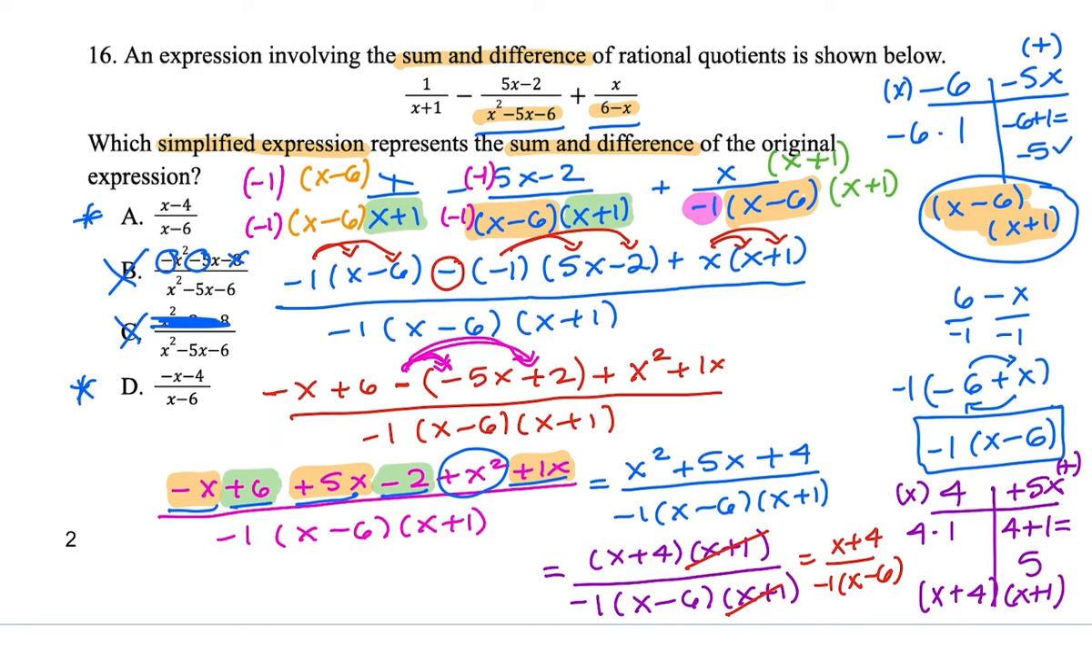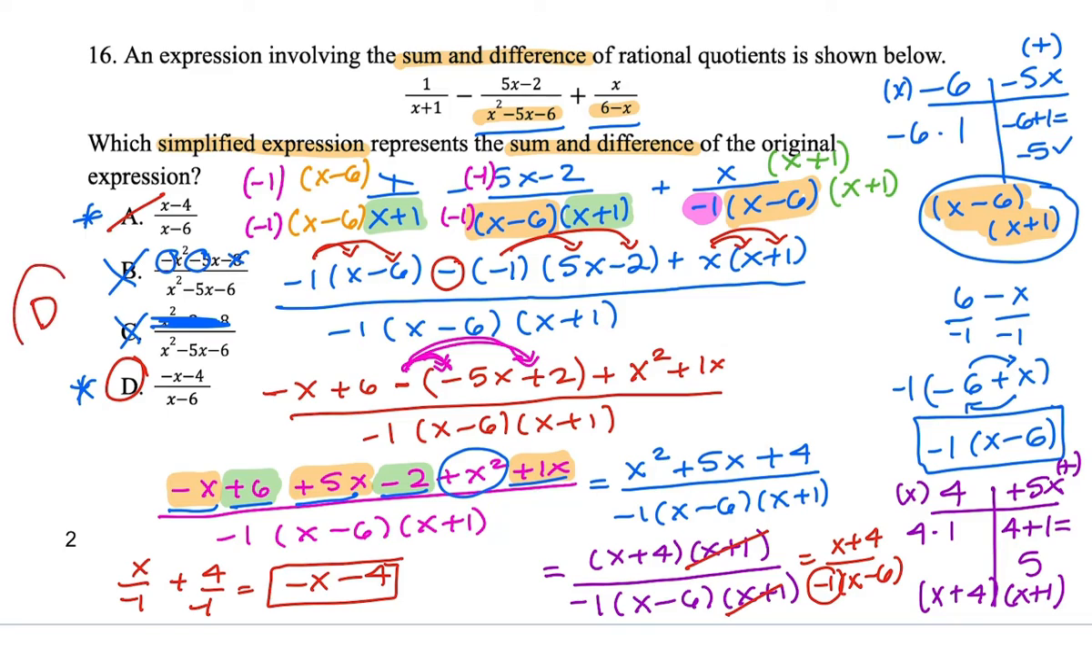Now, I do see A and D that have an x minus 6. So that means that I need to get rid of this negative 1 because I don't see a negative 1 in my denominator. So that means that x and 4 have to be divided by a negative 1. If I get x divided by a negative 1 and the plus 4 divided by a negative 1, that's going to give me negative x minus 4. So my numerator has to have a negative x minus 4. Therefore, my answer is D.